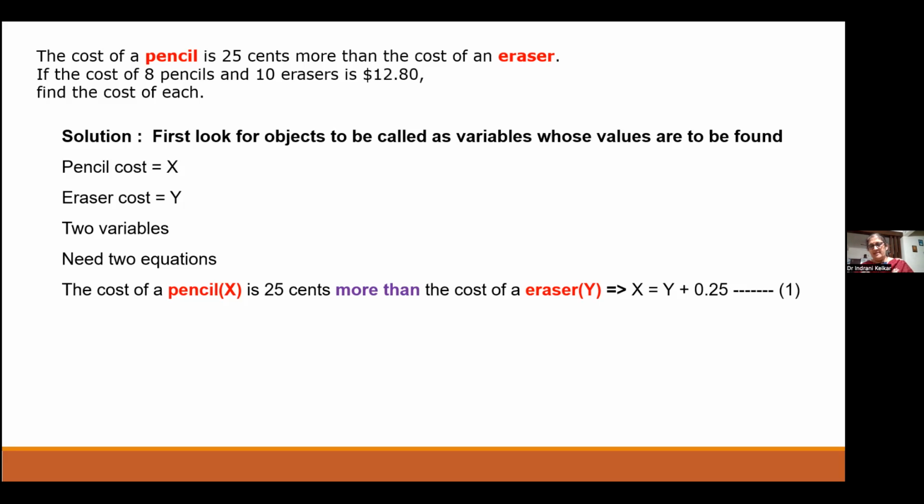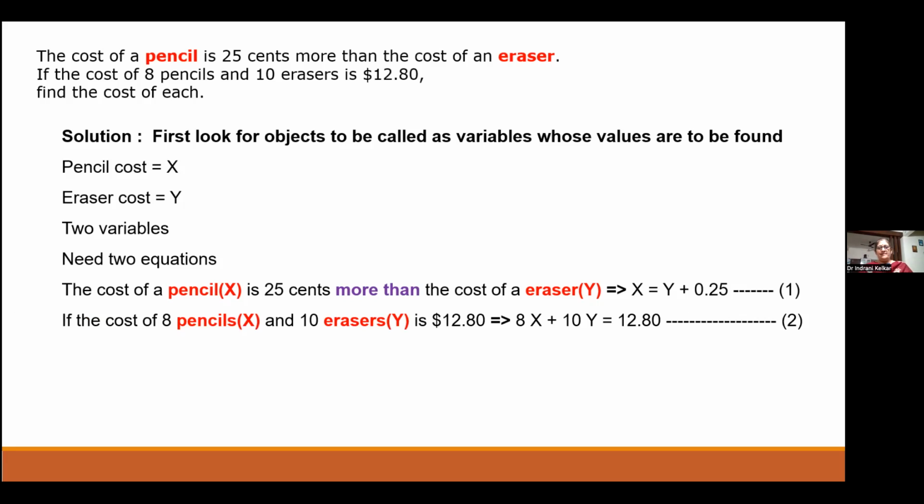So the cost of pencil, that is X, is more than. When it says more than, you have to do the operation of addition. If it was less than, we would have done subtraction. So this sentence is converted into a mathematical formula: X is equal to Y plus 0.25. I have written it in dollars. You could keep it in cents, but if one is given in cents and the other in dollars, either you keep both in cents or both in dollars.